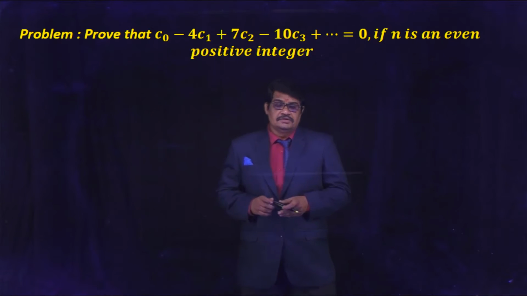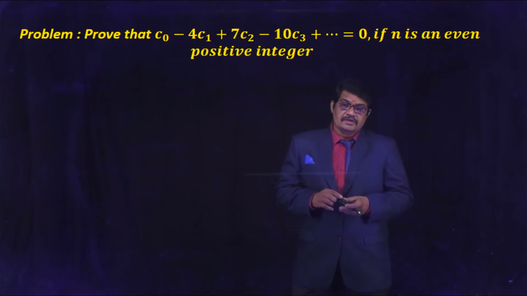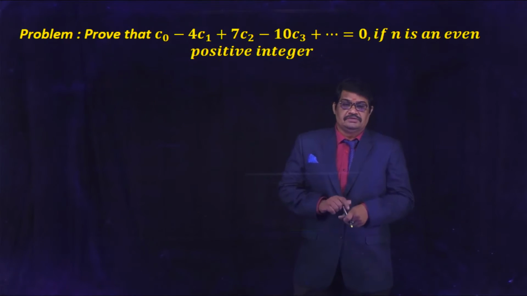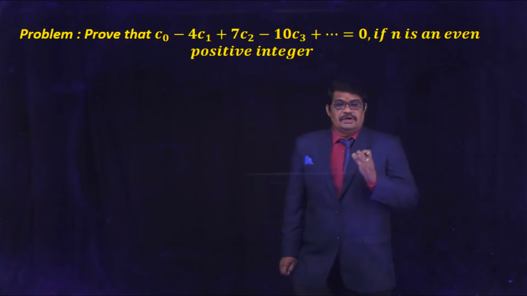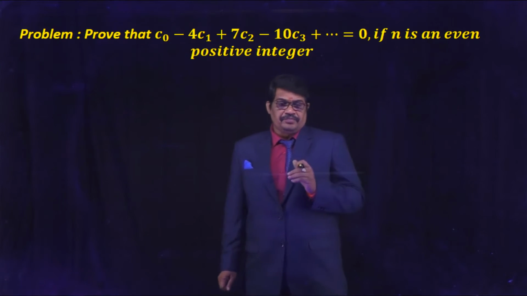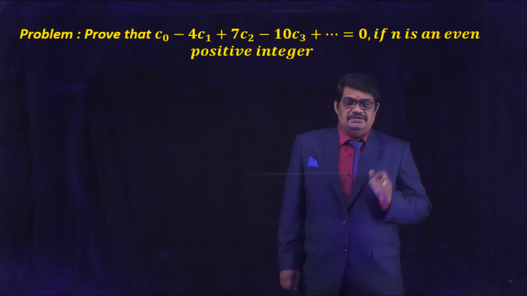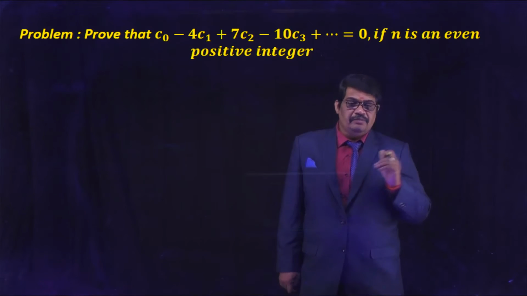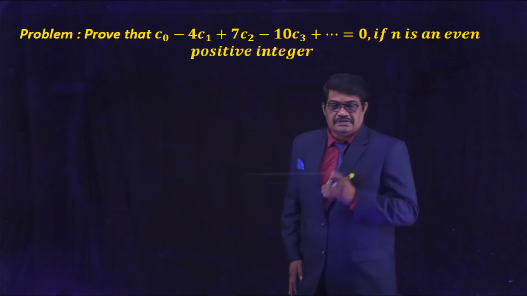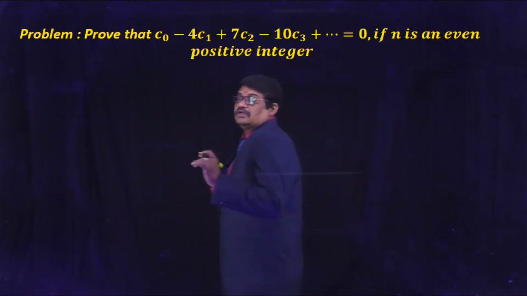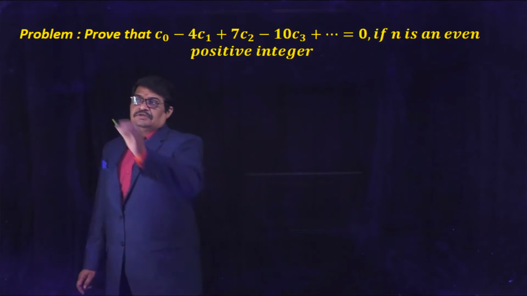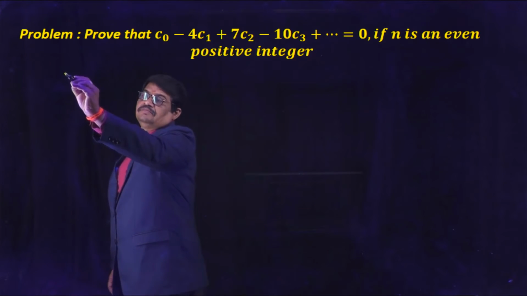Prove that C0 minus 4 C1 plus 7 into C2 minus 10 into C3 and so on, that series value is 0, if n is an even positive integer. Here n is an even positive integer. Now we are proving this result. See the solution.